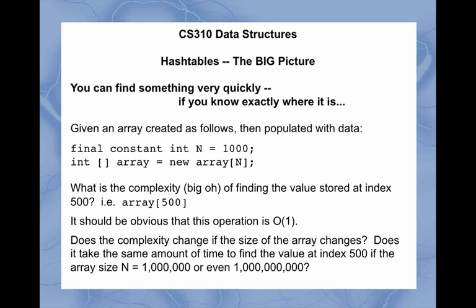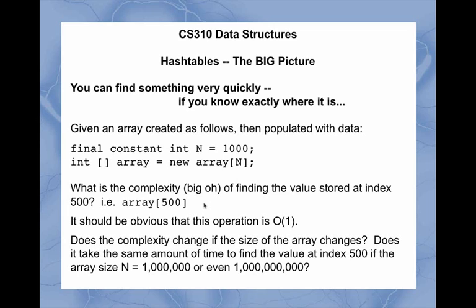So, turning our attention to hash tables, the big picture is just this. You can find something quickly if you know where it is. Well, obviously so, but how is this important and how does it relate? Well, suppose we have an array as shown here. We create an array and it's got 1,000 elements in it. Now, if you think about it, what's the big O complexity class of the operation to find a value stored at index 500? It should be obvious that this is big O of 1.